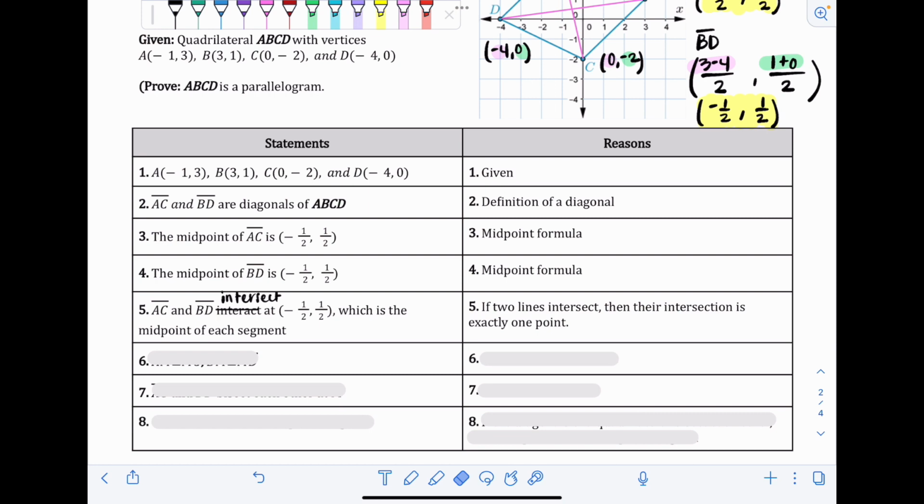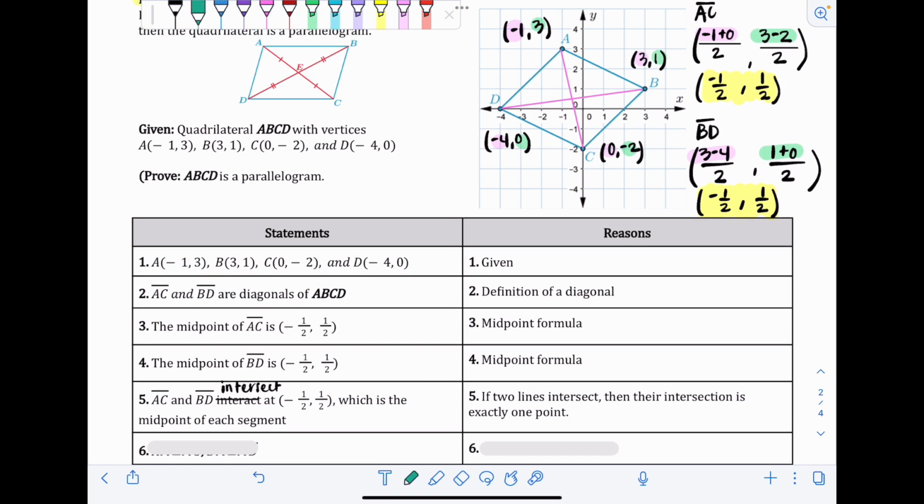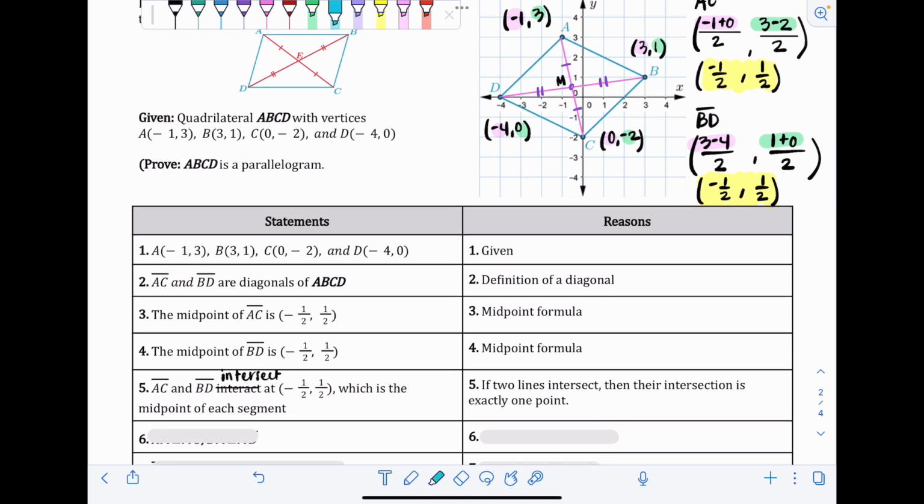Okay, and then because it's the midpoint, if we go back up to our picture, this point right here, (-1/2, 1/2), if it's the midpoint, that means it cuts each part into two congruent halves. It's the middle of the line segment. So AC would be cut in half, and then BD would be cut into two congruent halves as well. So that's what we're stating now. We're going to call this M for the midpoint. So for our next statement, we're going to say that AM is congruent to MC.